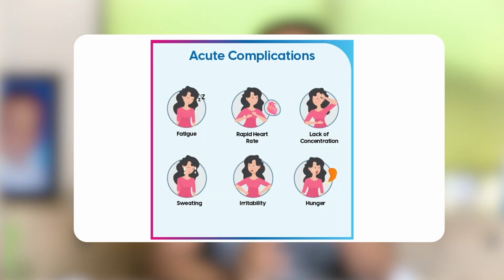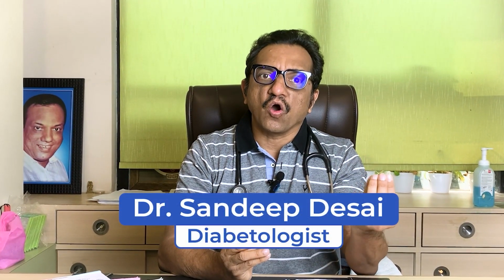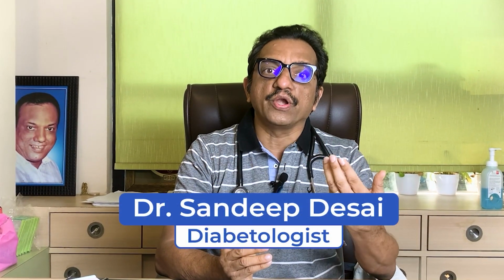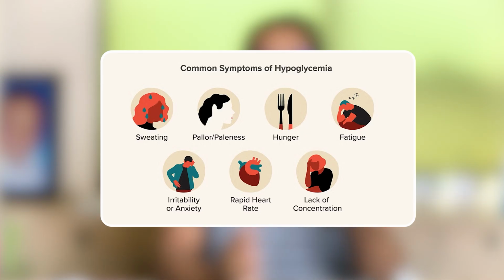Acute complications are those which happen immediately. Type 1 diabetes patients are prone to diabetic ketoacidosis. Then there is one entity in type 2 called hyperglycemic hyperosmolar non-ketotic coma. The patient can go into coma if the blood sugar rises above 800 or 900. And the third, and most common, related mainly to therapy, is hypoglycemia, which is low blood sugar.